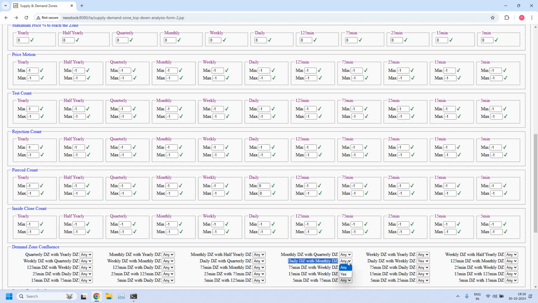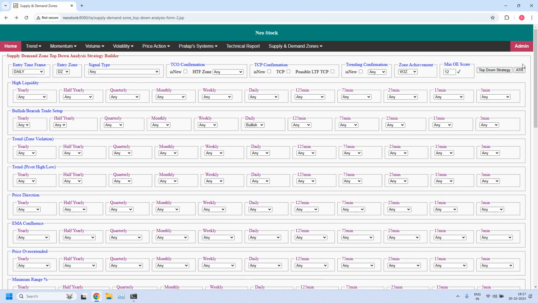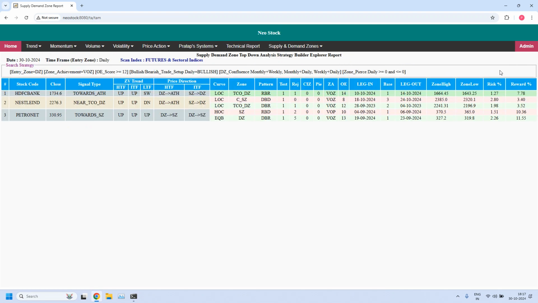Second one, daily demand zone with monthly demand zone confluence. Third filter, weekly demand zone with monthly demand zone confluence. With all the 3 filters, LTF, ITF, HTF confluence, we got 3 stocks. In this, Nestle is also near to the demand zone. It's a low priority, high liquidity zone.